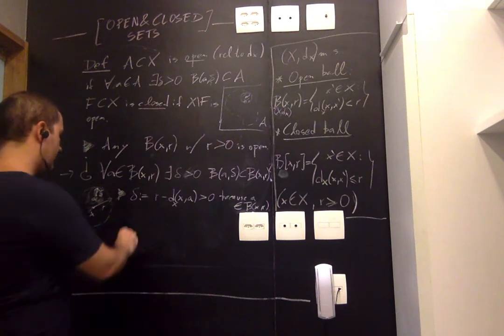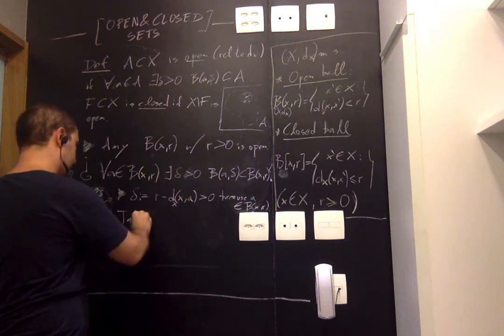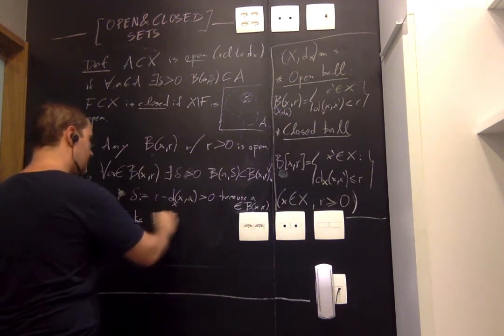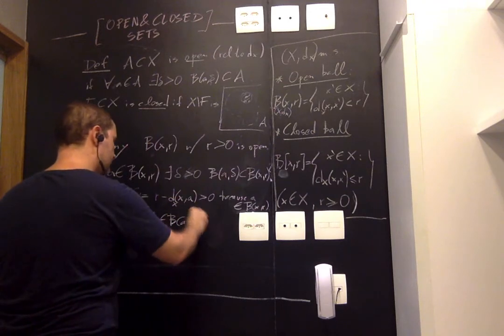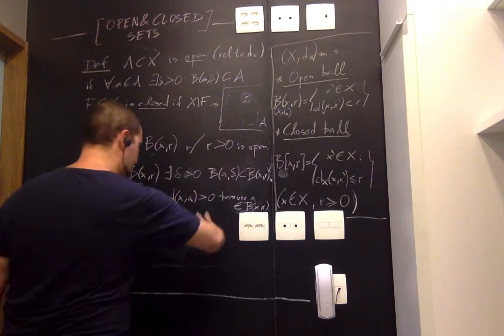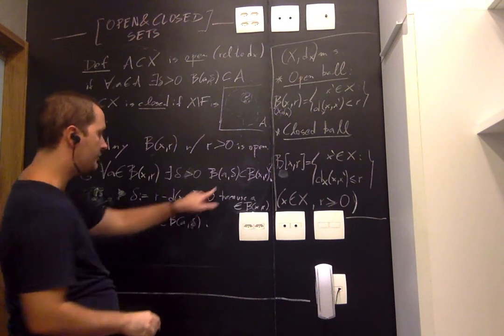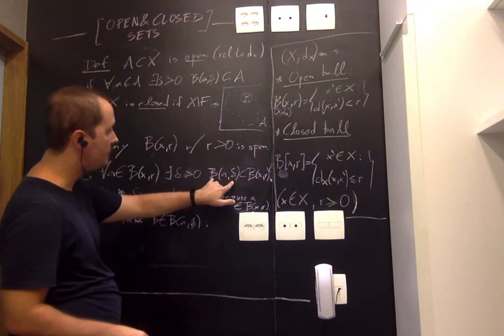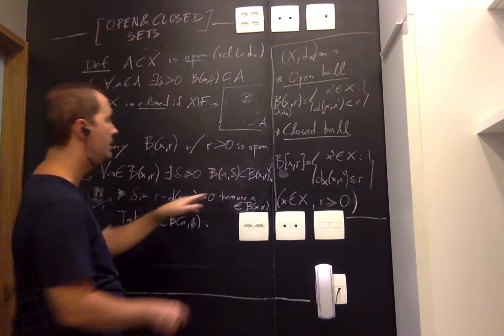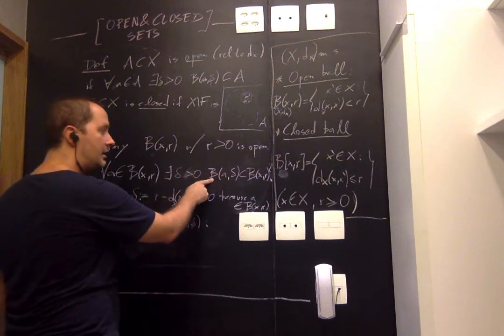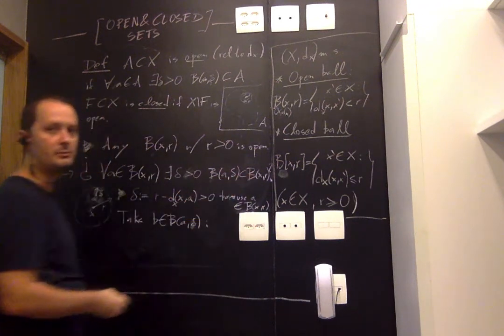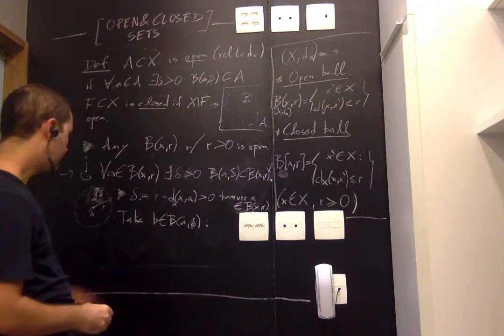So I have to prove that if I take an element b in the ball around a of radius delta, there's also an element here, right? If I want to prove that this set is contained in this one, what I have to do is prove that any element here is contained in the larger ball. Okay, so take b.